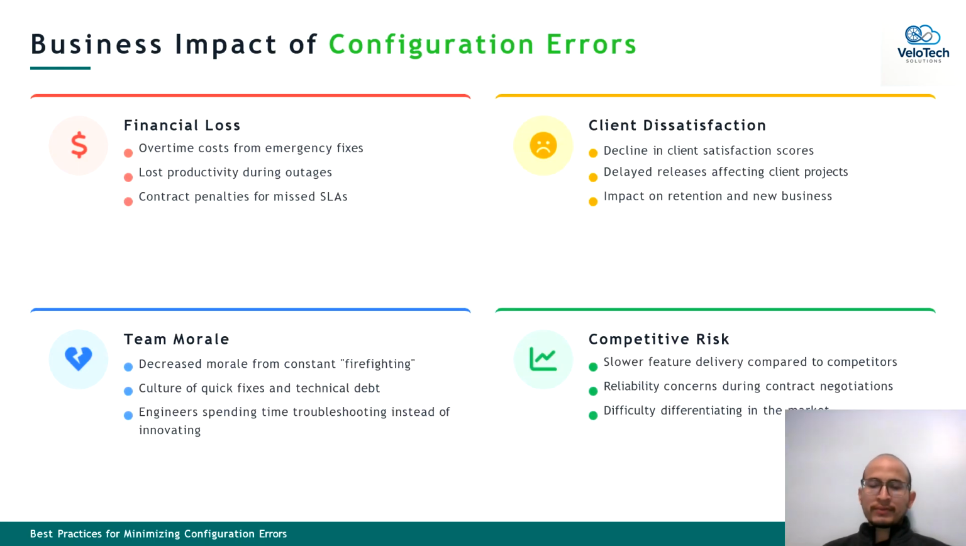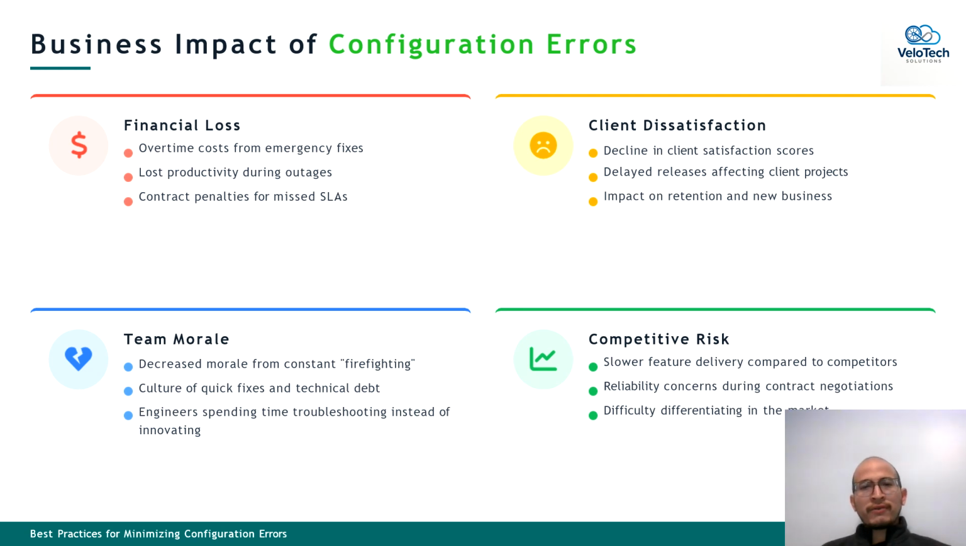Now, you might be thinking, okay, so deployments are slow and error prone. That's a technical problem. But the impact of configuration errors extends far beyond the engineering team. Let me break down the real business impact DataSphere was experiencing. From a financial perspective, they were hemorrhaging money. Over time, costs were skyrocketing as engineers worked nights and weekends to fix emergency issues. Lost productivity during outages meant that entire teams were sitting idle, unable to work. And perhaps most painfully, they were paying contract penalties for missing SLAs, literally paying money to clients because the systems weren't reliable enough.